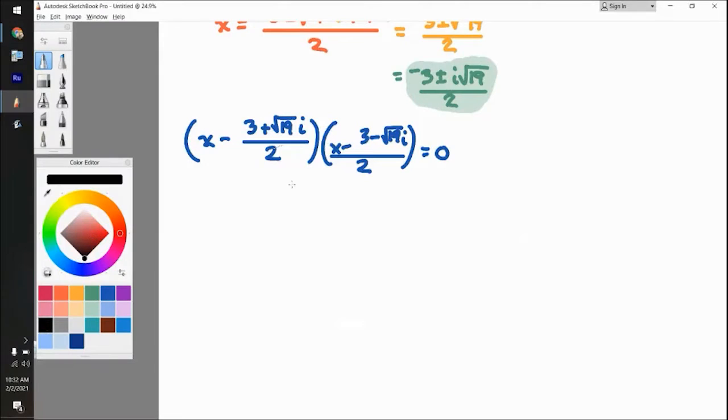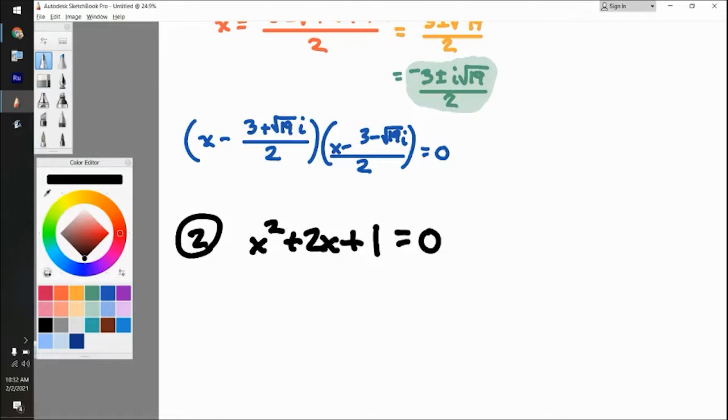Let's keep going here. Let's do another example. Let's say that we have x squared plus 2x plus 1 is equal to 0. I want the solutions for it and factored form. So I want solutions, and then I want factored form of this.